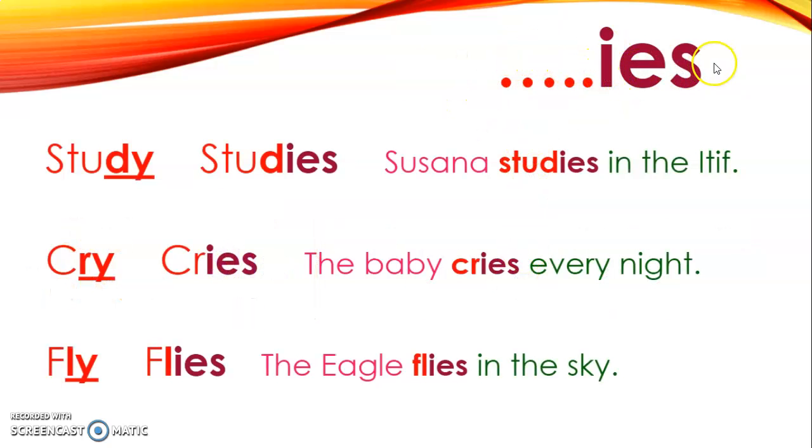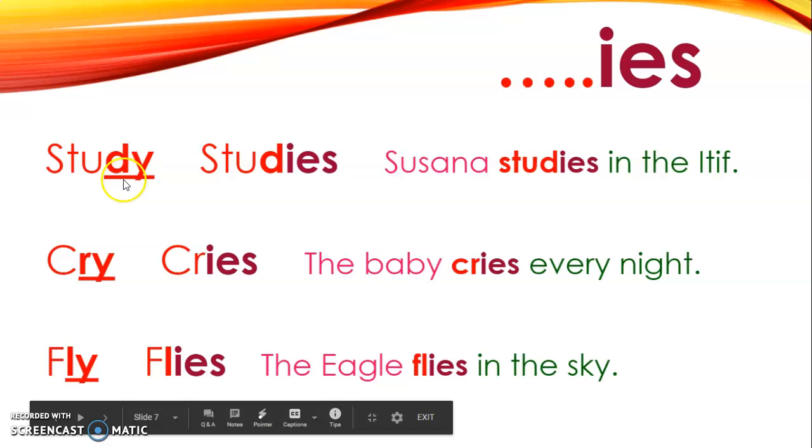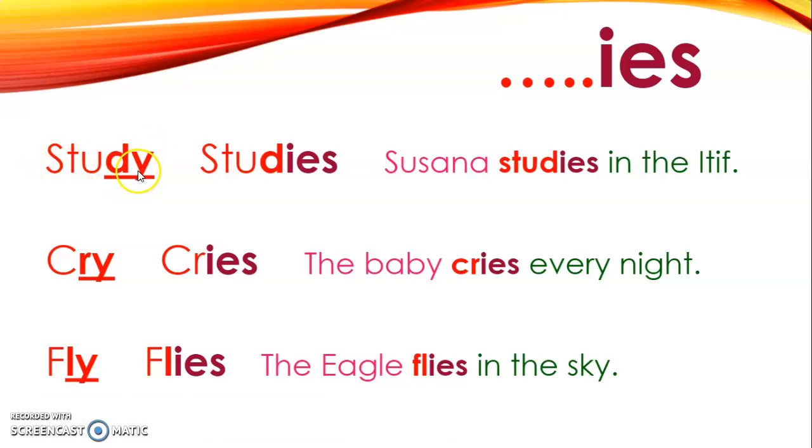When do we use IES? ¿Cuándo utilizamos IES? When the verb finish in Y and a consonant. Cuando el verbo termina en Y y una consonante. Por ejemplo, study, Y and consonant D. We eliminate the Y and add IES. Cry, Y and a consonant here, R. Here we eliminate the Y and add IES. Cry, cries.